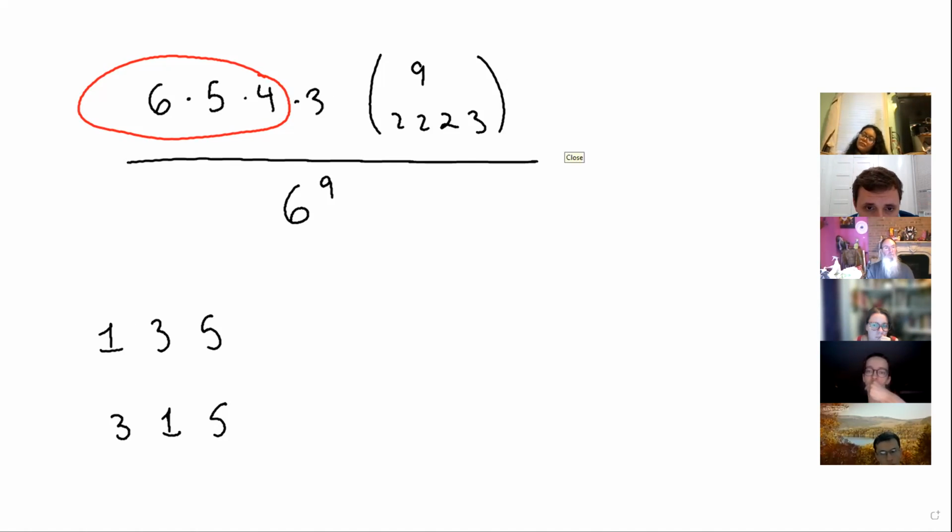But isn't 6 choose 3, well, 6 choose 3 is this. It's 6 times 5 times 4 divided by 3 factorial, Stephen, right?